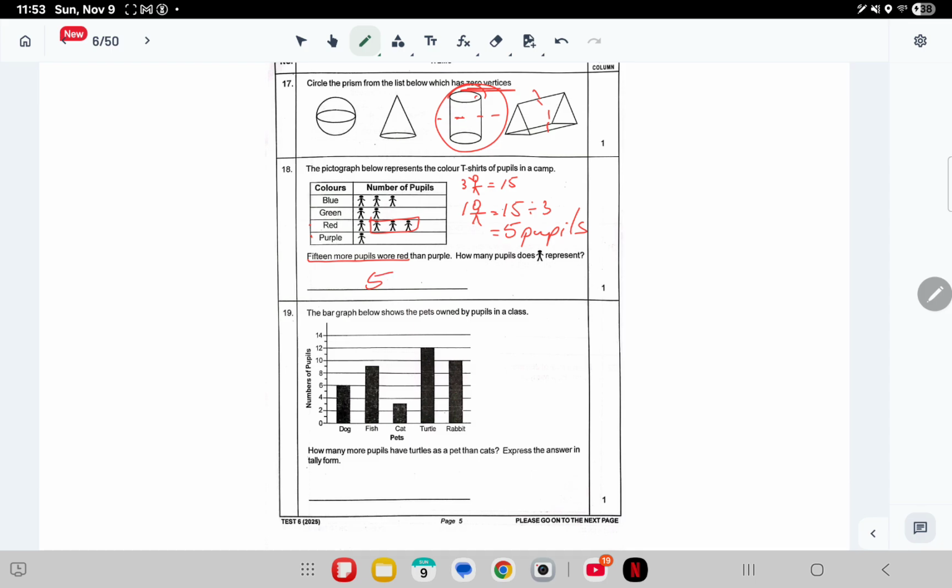5 pupils. The bar graph below shows the pets owned by pupils in a class. How many more pupils have turtles as a pet than cats? Express your answer in tally forms. So first we need to identify turtles. Turtles is 12, cats is 3. This is to calculate how many more. 12 take away 3 is 9. To represent in tally form now, 1, 2, 3, 4, 5, 6, 7, 8, 9. Alright, so your answer is a group of 5 and 4 single rows.